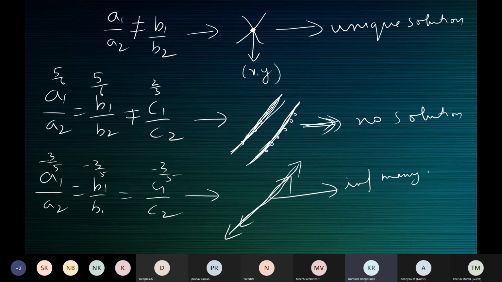Infinitely many solutions. What is infinitely many solutions? All the points on the first line are also points on the second line. Every solution is a common solution. So infinitely many solutions because every point on the first line is also a point on the second line. So all the points are common points, and how many points are there? So many points, infinitely many points. So infinitely many solutions.